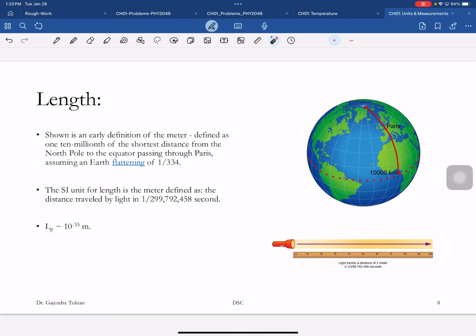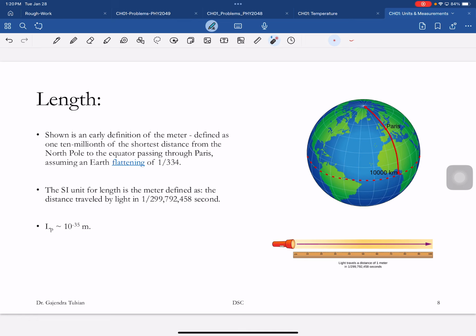Okay, so back in the old days, here's how the meter was defined. A meter is roughly this big. Okay, a little more than a yard. So the meter was defined as 1/10,000,000th of the distance along a longitude passing through Paris, from the North Pole to the equator. So 1/10,000,000th of the shortest distance, like that.